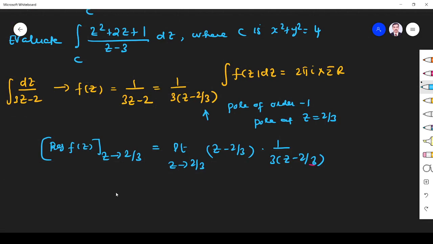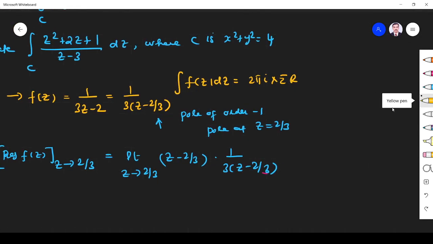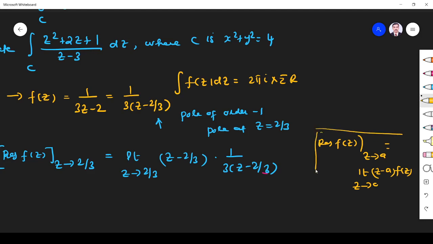What is the formula? Let me write that formula. The residue of f of z at z tends to a is given by limit z tends to a of z minus a into f of z. Here a is 2 by 3, so z minus 2 by 3, and f of z is given here as 1 by 3 into z minus 2 by 3. So I have posted a video on how to find the residue.